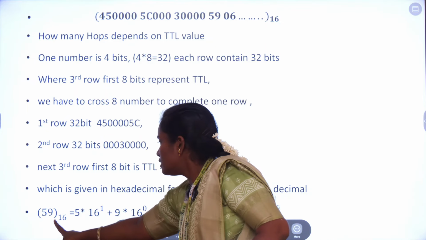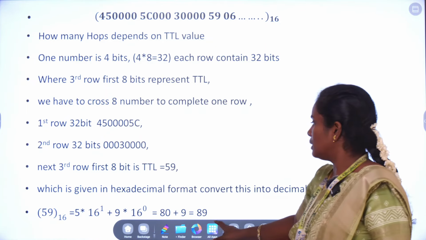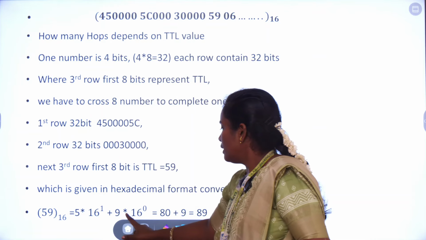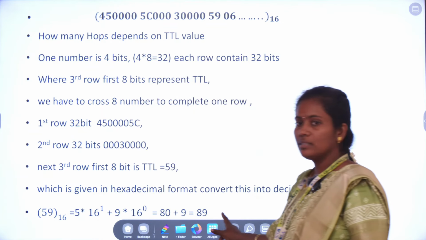TTL is given in hexadecimal. We have to convert that into decimal: 5 into 16 to the power of 1 plus 9 into 16 to the power of 0 is equal to 80 plus 9, that is 89.